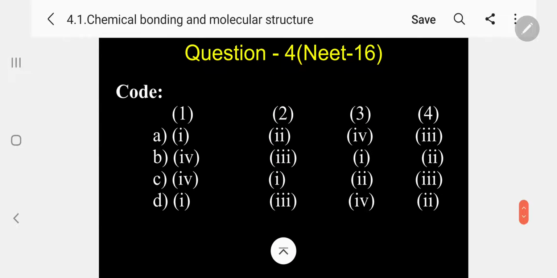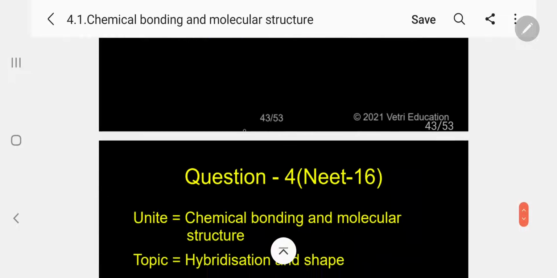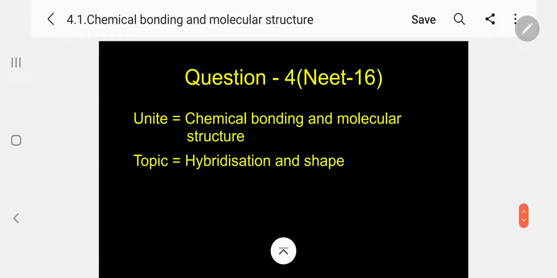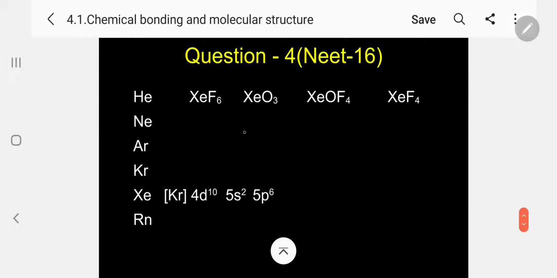So these options are given here, options A, B, C, D. You do not worry about the options, you can go for the calculations. Kindly follow. This question is asked under chemical bonding and molecular structure. The topic is hybridization and shape. Let me take now, these four molecules are given: XeF6, XeO3, XeO4, XeOF4, XeF4.